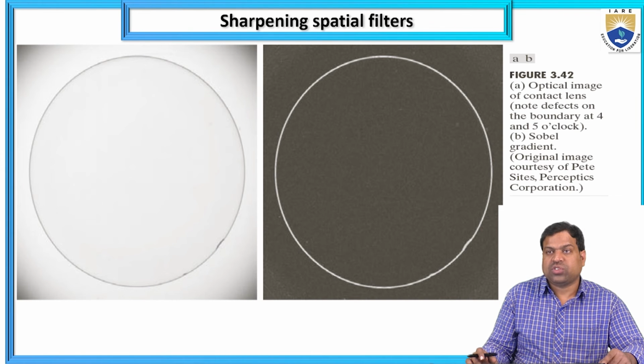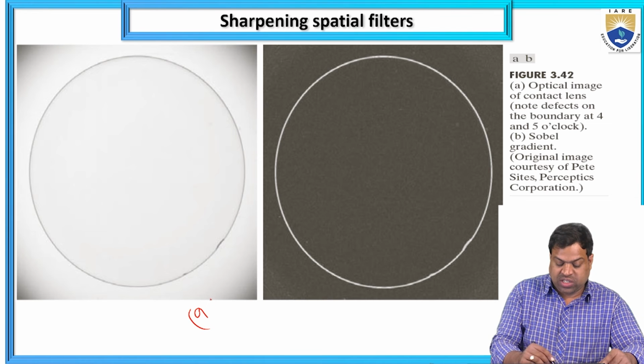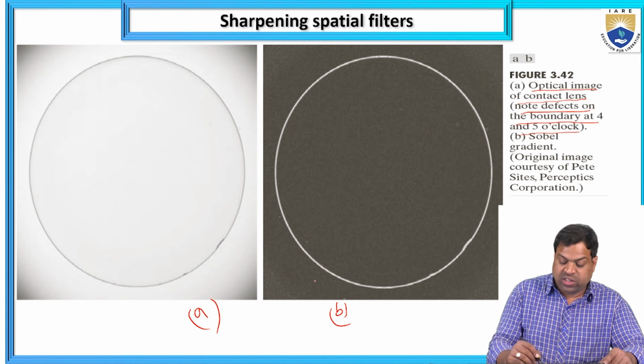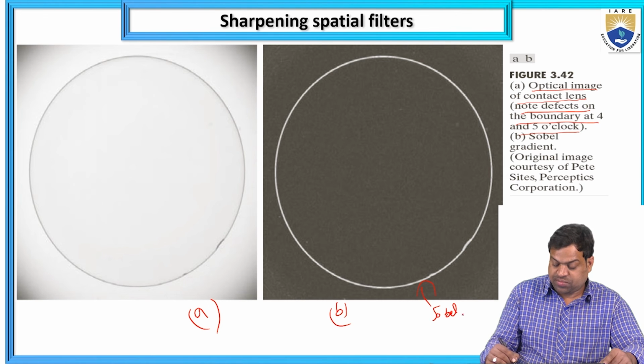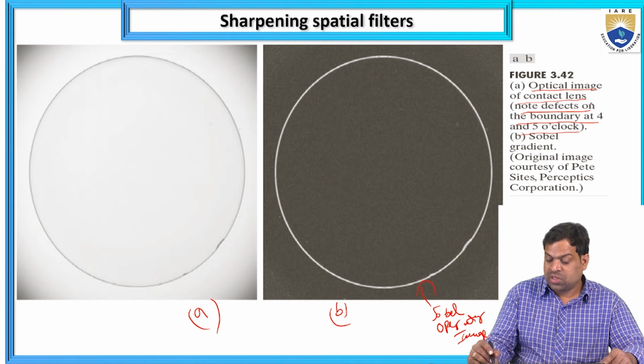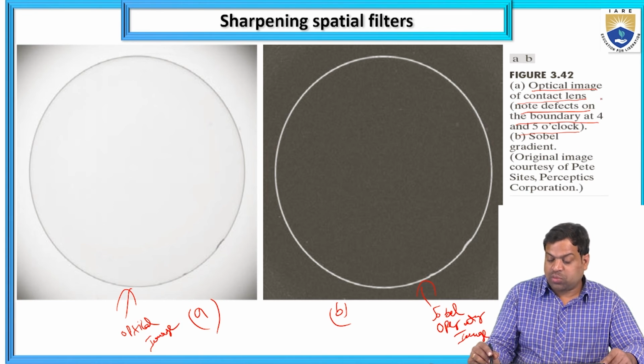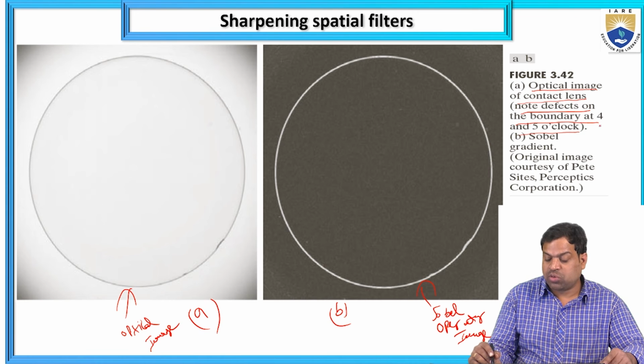Here is another example of sharpening, with the first image and the second image. The first one is an optical image of a contact lens, noting defects on the boundary at 4 and 5 o'clock. The second one is the Sobel gradient of the original image.